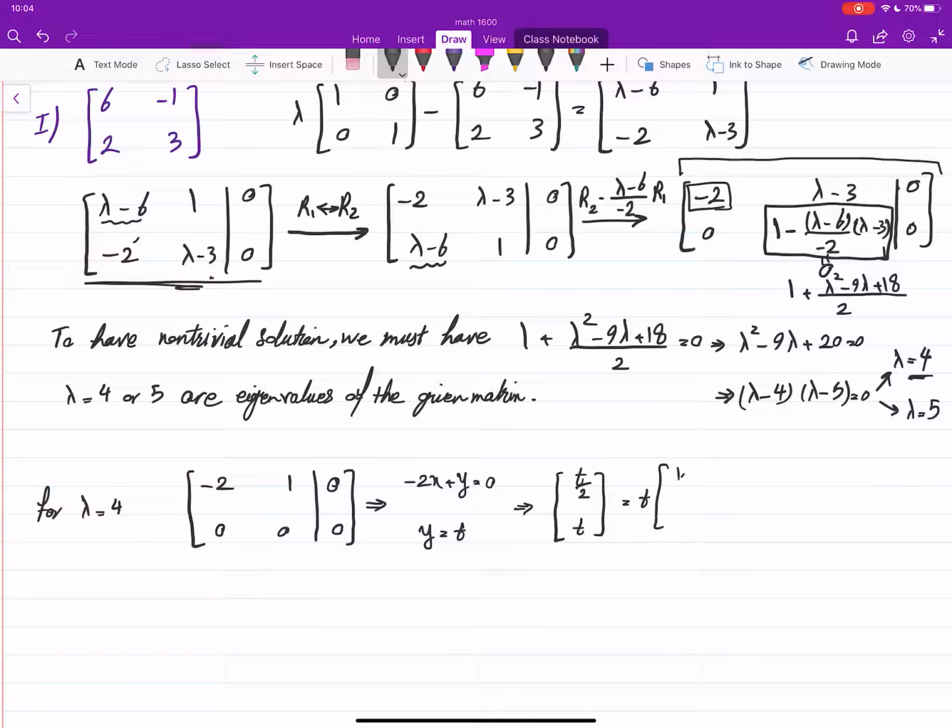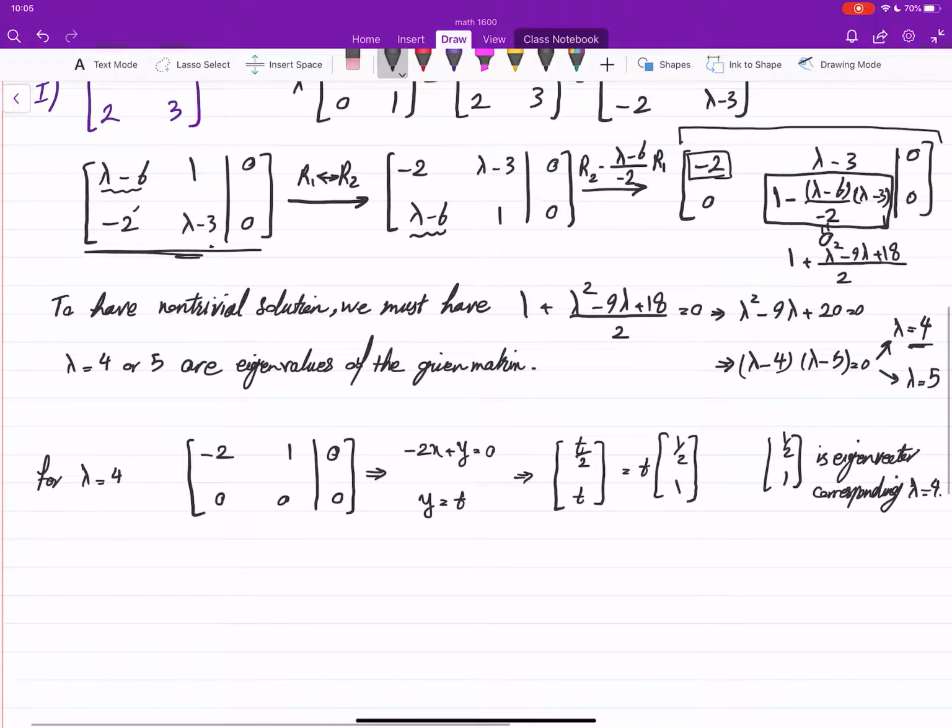And that means that any non-zero multiple of (1 over 2, 1) is an eigenvector. So (1 over 2, 1) is an eigenvector of the matrix corresponding to lambda equal to 4. While each eigenvalue may have different eigenvectors, this one is for lambda equal to 4. How about lambda equal to 5?